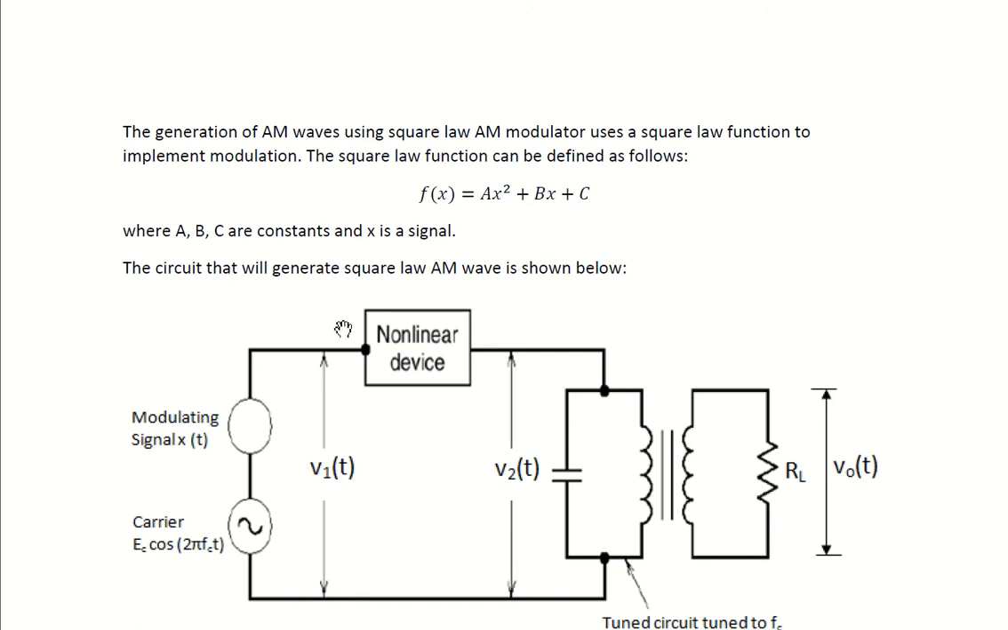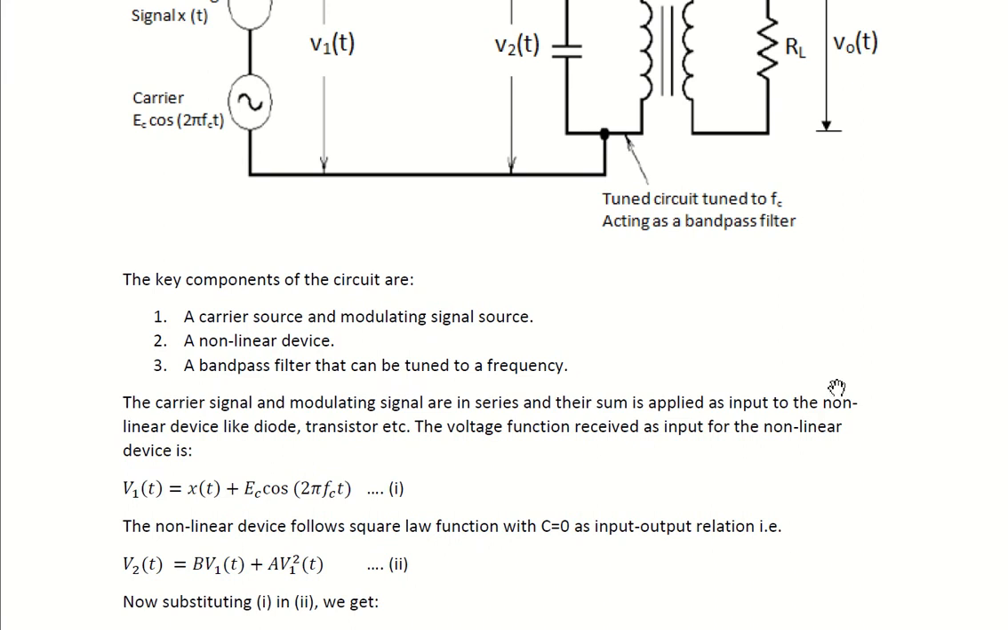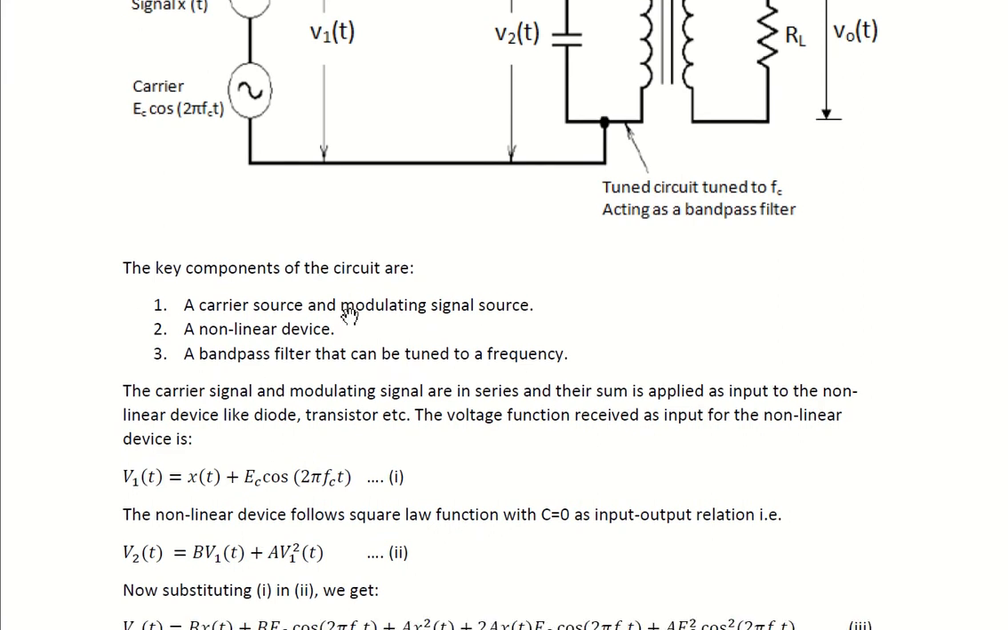Now the circuit that will generate a square law AM wave is basically this. We have this carrier Ec cos 2πfct, the modulating signal, also called the message signal x(t), the nonlinear device, which is basically a transistor or a diode or a similar device, and we have this band pass filter, with the passband centered at fc. The key components I've already told you.